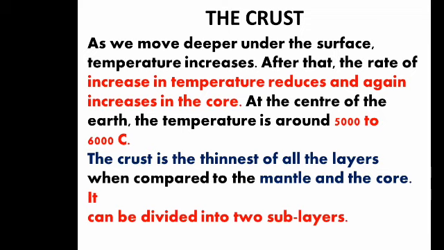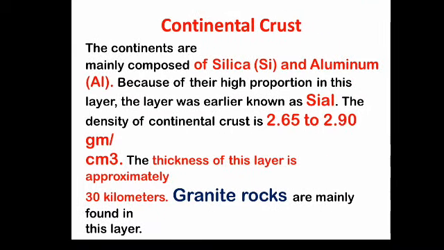And the crust is the thinnest of all the layers when compared to the mantle and the core, and it can be divided into two sub layers. Already we have seen that in the chart or the tree diagram. One, continental crust. The continents are mainly composed of silica, Si, and aluminium, Al. Because of their high proportion in this layer, the layer was earlier known as Sial, silica and aluminium.